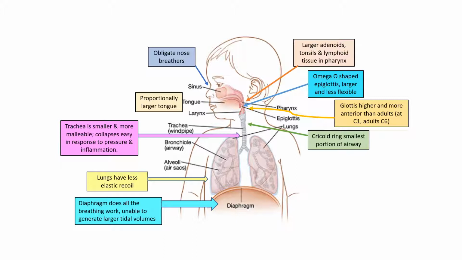an adult's trachea would. The lungs actually have less elastic recoil in kids, and we know this for premature infants, but this is actually true for all infants to some extent. The diaphragm does all the work of breathing. It's unable to generate higher tidal volumes, so when children and babies experience respiratory distress, they're not going to be able to take bigger breaths to overcome their ventilation needs. They're actually just going to be able to breathe faster, and that's it. And so that's part of the reason you see such extremely high respiratory rates in these age groups.